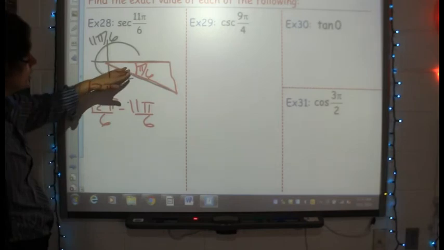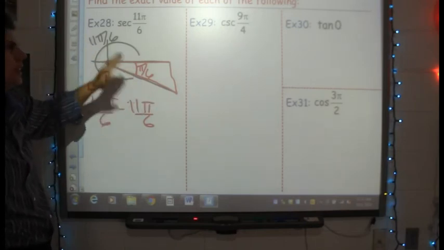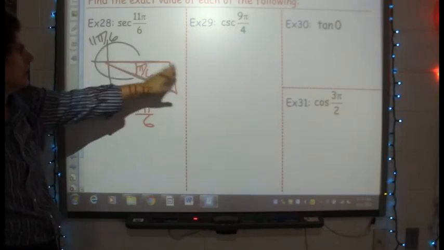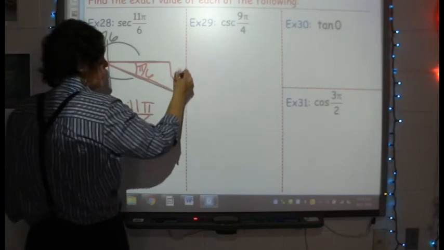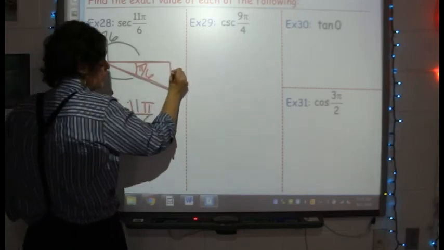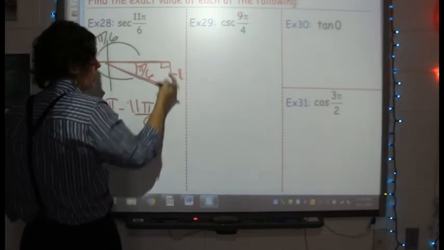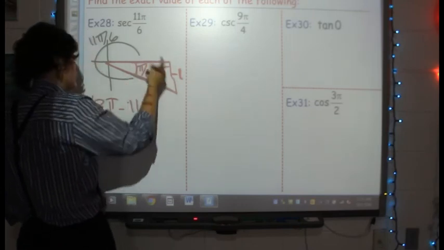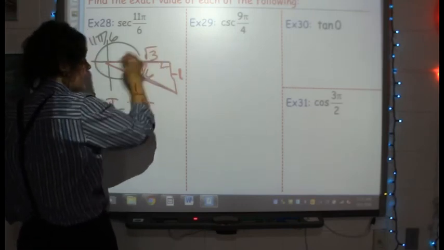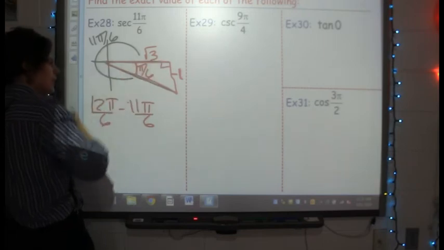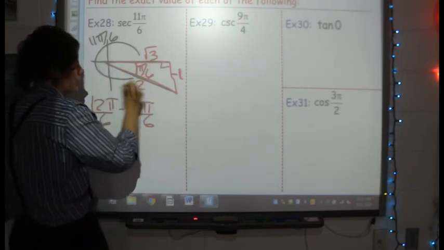All right, across from pi over 6 is going to be my 1. But because I went down, it's going to be a negative 1. Across my adjacent side here, across from the pi over 3, is going to be my square root of 3. It's positive because I went to the right on the x-axis. And my hypotenuse is a 2.